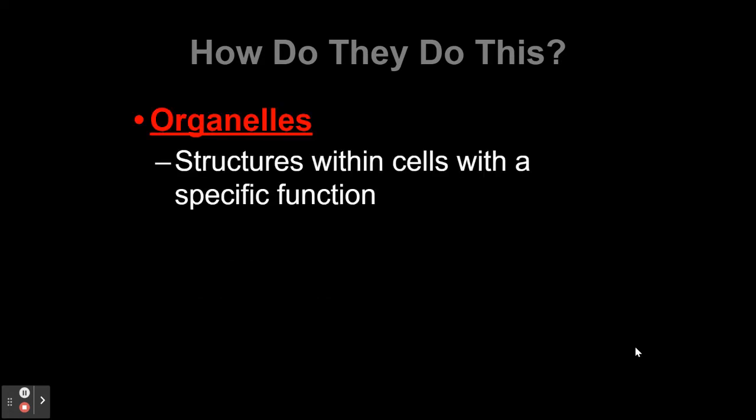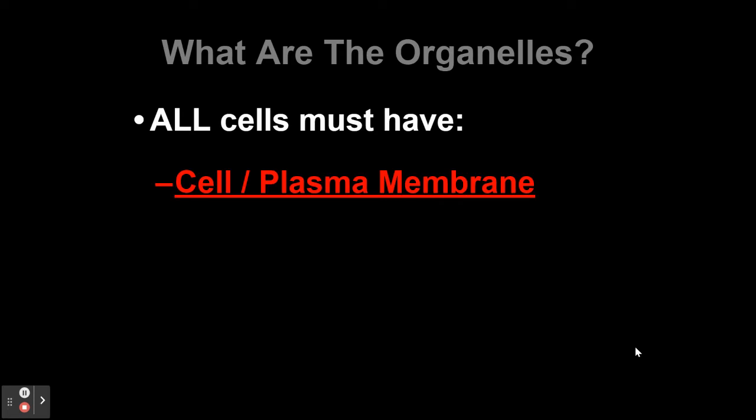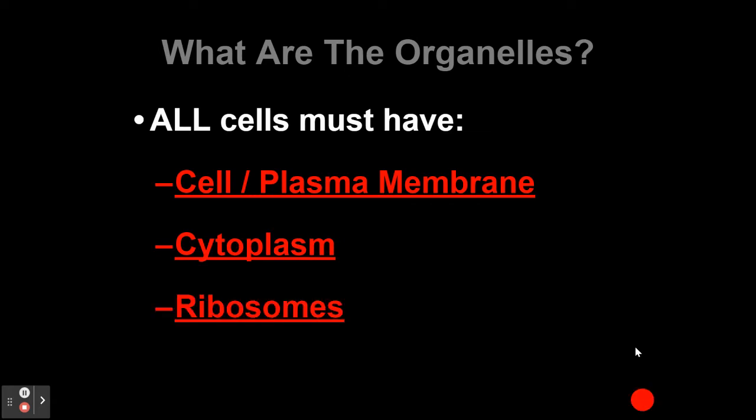So they do this with things called organelles. An organelle is a specific structure within a cell that has a specific function. So think of them like organs for the cell. Now, we are going to look in this video at the specific organelles that all cells have to have. So all cells are going to have these structures. Number one is a cell or plasma membrane. Those two are interchangeable. Cytoplasm and ribosomes.